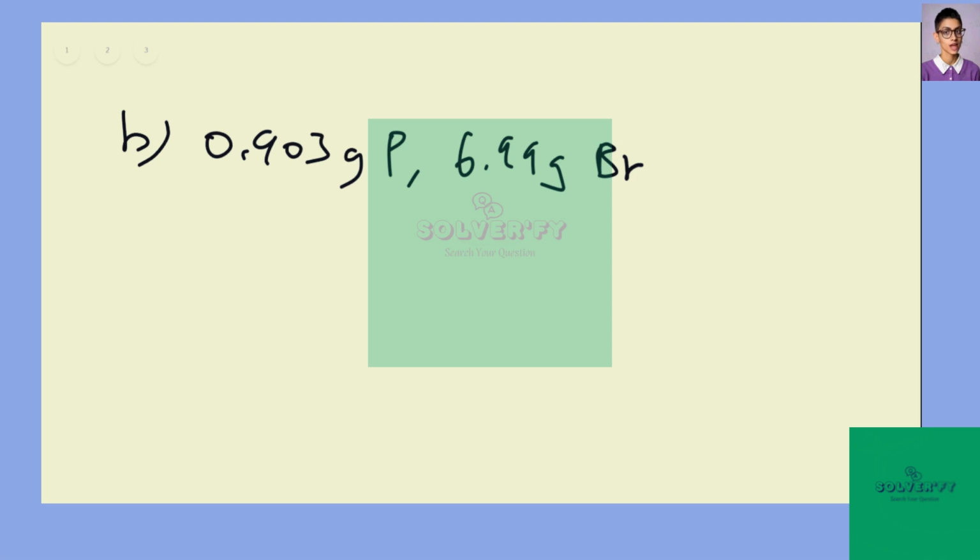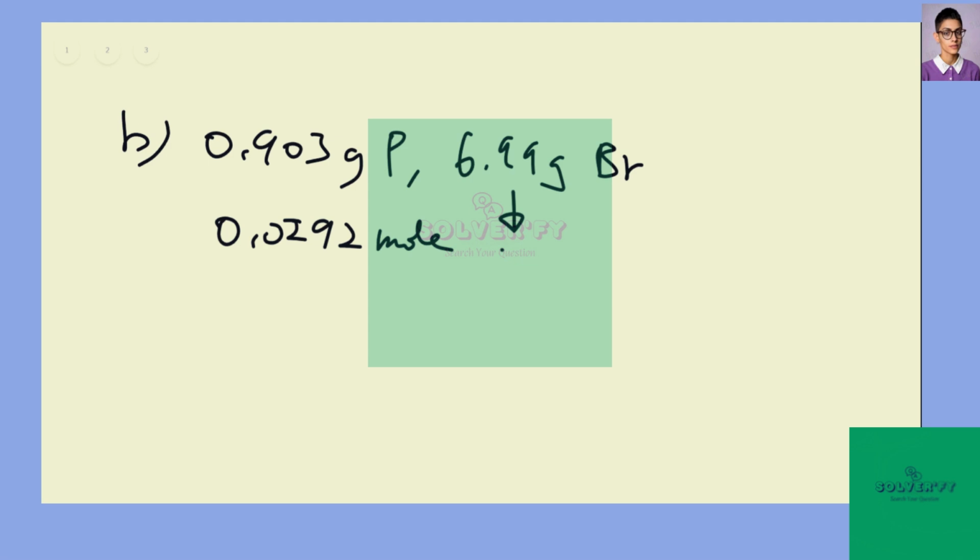Okay, so for the second scenario, we have 0.903 gram of phosphorus and 6.99 gram of bromine. We are going to convert that to number of moles first. So for phosphorus, we will have 0.903 divided by 30.97 gram per mole, and then we will have roughly 0.0292 mole.